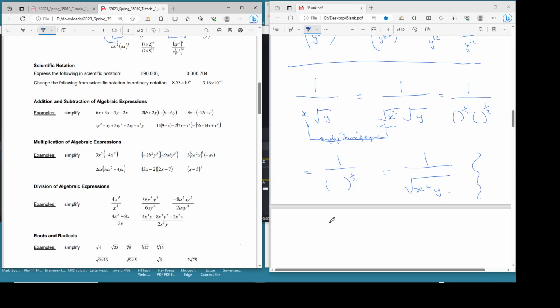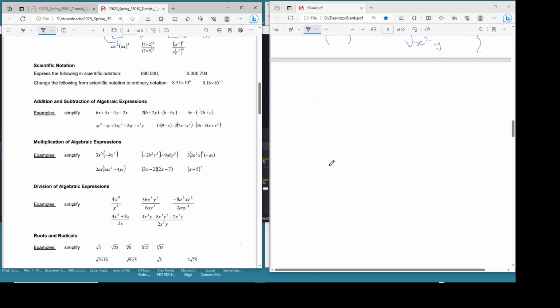Alright, welcome back for video 2, where we'll go ahead and have a look at the remainder of what's on this particular sheet, and then we'll have a look at the other one as well.